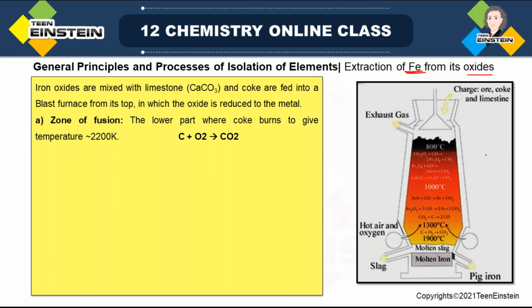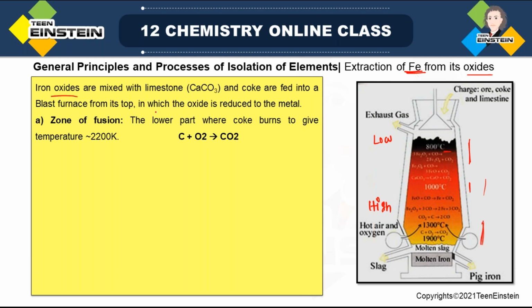See here in this arrangement, we have different temperature zones. If you look at this upper zone, here the temperature is very low, around 800. Then the middle zone is around 1000 degrees centigrade. And as we move down, the temperature is very high. That means gradually the temperature is increasing.